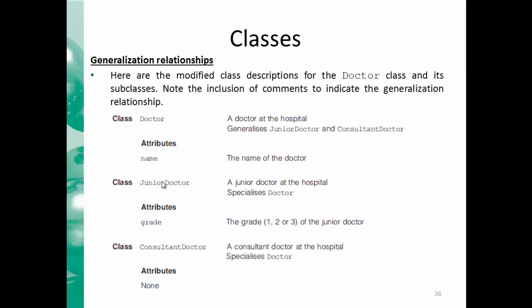And we need to make this very clear in the description of the classes. So we say class doctor, a doctor at hospital, and the class generalizes junior doctor and consultant doctor. And as you can see, we have a name attribute for doctor class, but we don't have a name attribute for junior doctor or consultant doctor class. Why? Because junior doctor class and consultant doctor class will inherit this attribute from their superclass doctor.